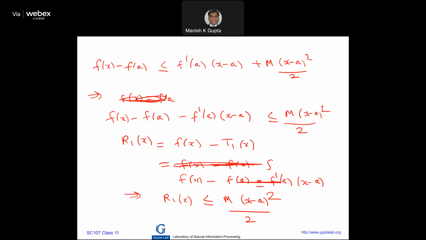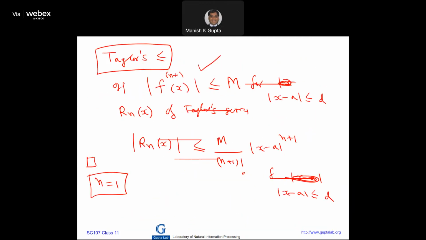Because the remainder is f of x minus T1 of x. T1 of x we know, I can compute here. So essentially R1 of x is nothing but this quantity that is coming on the left. So R1 of x is less than or equal to M times x minus a whole square by 2, which is factorial 2. So basically, we are getting the inequality. If you see the inequality for n equal to 1, this is mod of x minus a whole square by factorial 2, right? The whole thing is established, right?